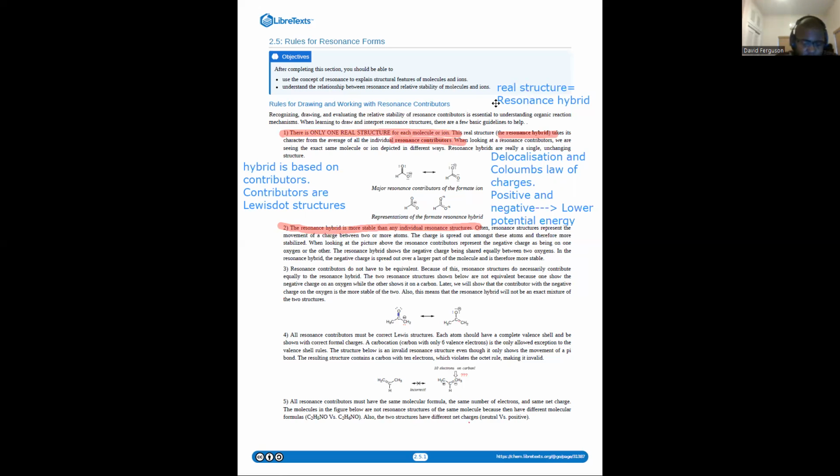Okay, so we have our second main idea. I mean, this is our first reading. First reading now. Okay, so let's keep going. Often resonance structures represent a movement of a charge between two or more atoms. The charge is spread out. So that points at the localization idea.